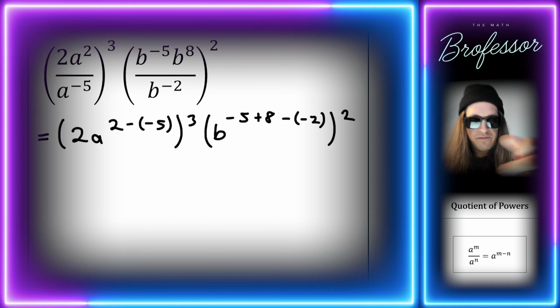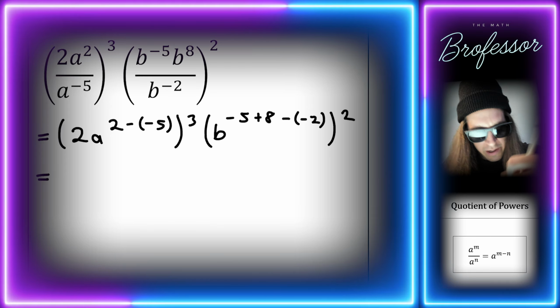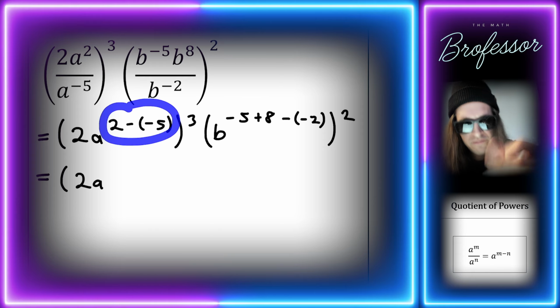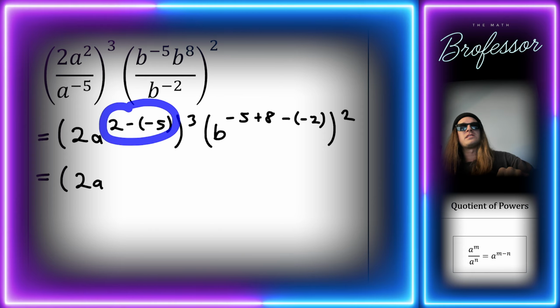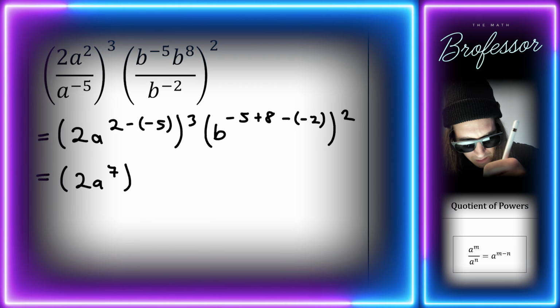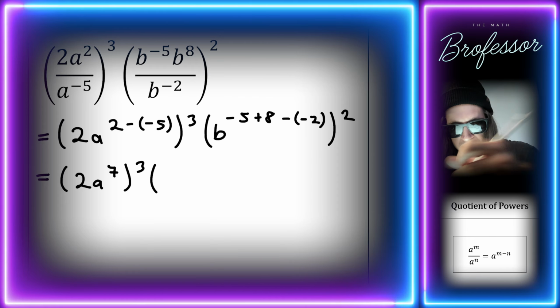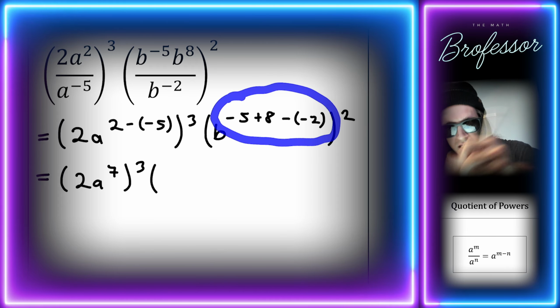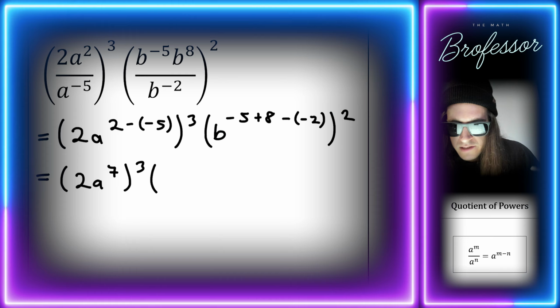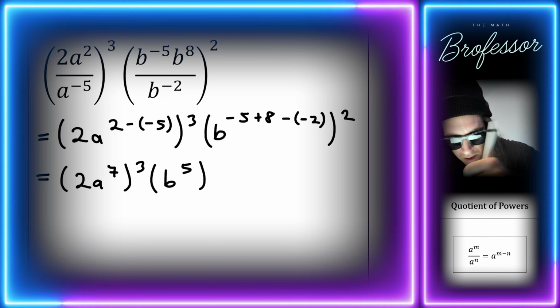All right, let's simplify all that. We're going to run out of space if I'm super detailed, so I need to do this 2 minus -5 in one step. That's 2 plus 5. 2 plus 5 is 7. How about all the b's? I need to do this all at once. -5 plus 8 is 3, plus 2 is 5. Is that right? Let me think about that. Yes. So b to the 5th power squared.